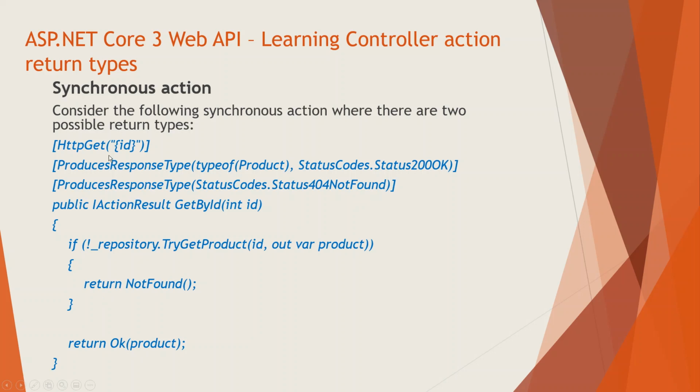Now what happens is that this is an HTTP GET verb. It's getting with an ID and it produces a response type, which is the type of product. Product is the product model. And status codes, Status200OK. So if the product is returned, it returns Ok with the payload of the product with status 200. And TryGetProduct is a method that returns a boolean. If it is false, that means the product could not be found, so it will return NotFound. If the product is found, it assigns the output to a variable product, which part is not shown.